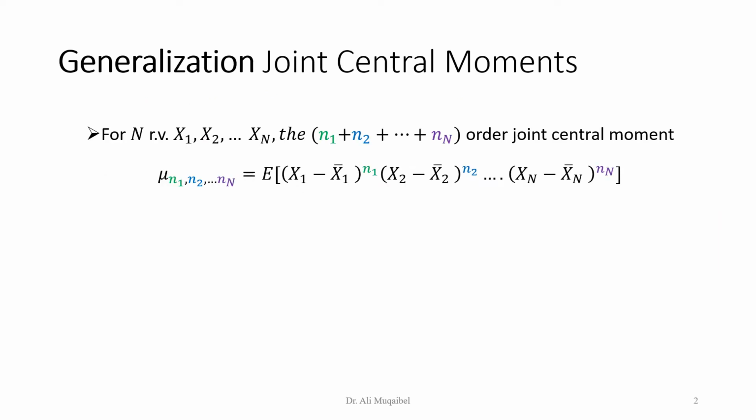Now in this slide, we generalize to multiple variables, and we get n random variables from x1 up to xn. And if you want to get the order of the moment, remember that the order of the moment equals the sum of all powers. So we can write the joint central moment in a general format like this. The colors are just to help distinguish which is which in terms of power.